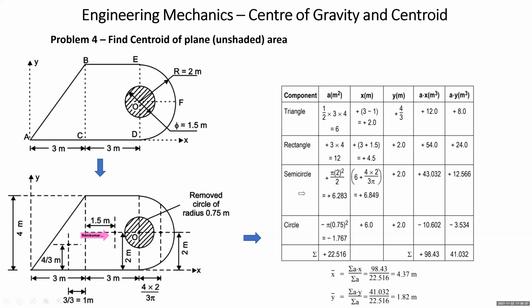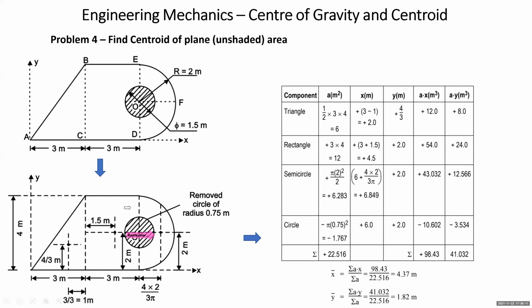Area is what? Pi r square by 2. Now you have to read the coordinate of this point. This point is away from the y-axis by 3 plus 3 plus 4r upon 3 pi. So the x coordinate is positive, since the centroid is right of the y-axis. So 6 plus 4r upon 3 pi is its x coordinate. This point is above the x-axis, so the y coordinate is positive, plus 2.